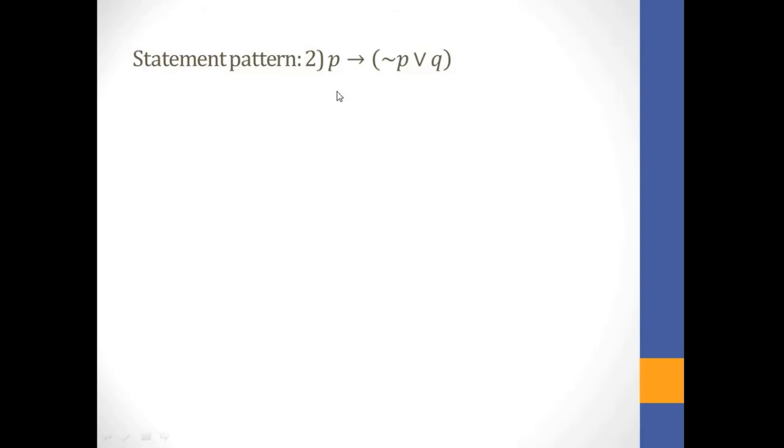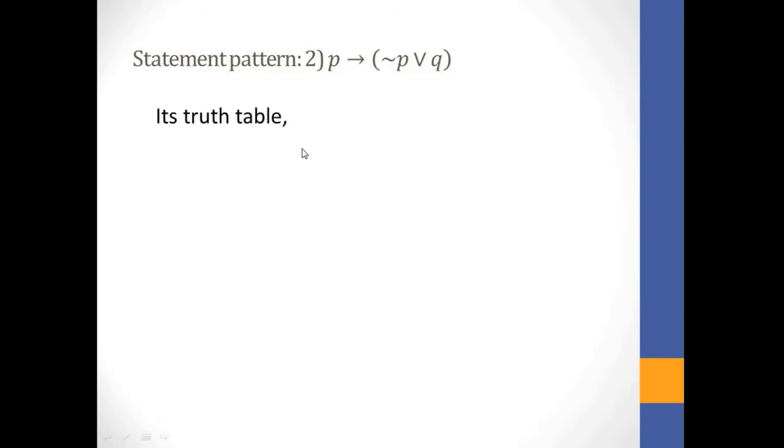Second one. The statement pattern is P implies (negation P or Q). Now see, here there are two statements, P and Q again, and the logical connectives are implication, negation and disjunction. So three logical connectives and two statements.